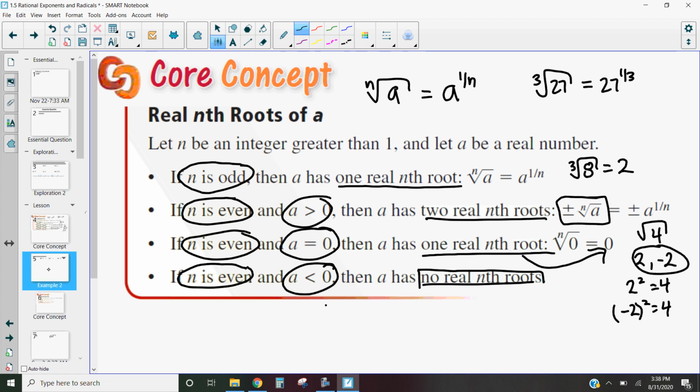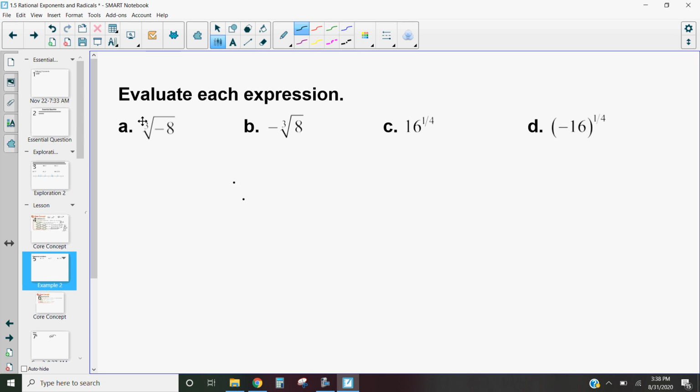So now let's take a look using this idea. So right here, I've got the cubed root. 3, well, that's an odd number, so there's only going to be one solution here. So let me break it down. -2, 4, -2, -2. So what does that equal? That's going to equal -2.